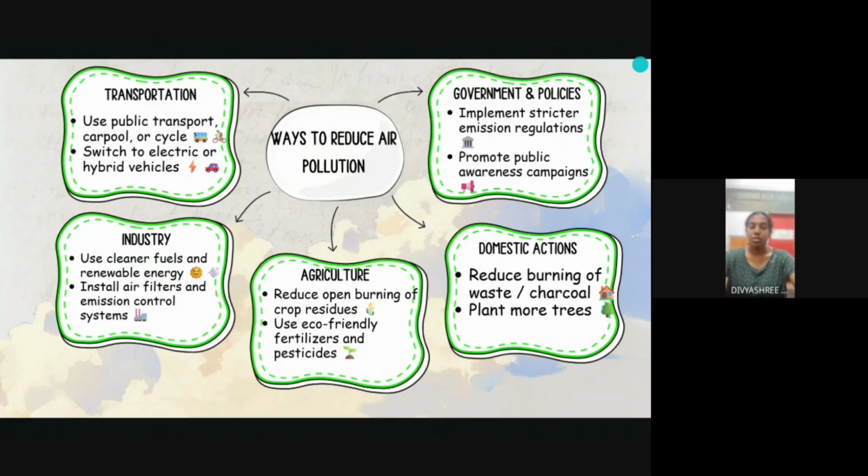So, in conclusion, reducing air pollution requires cooperation from everyone: individuals, industry, farmers, and the government.